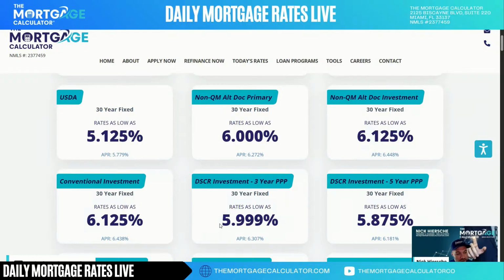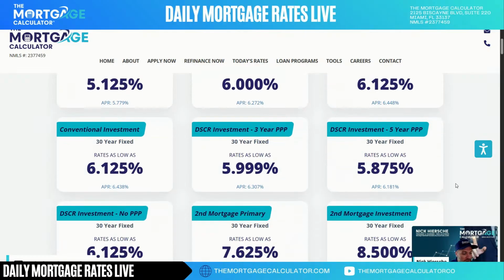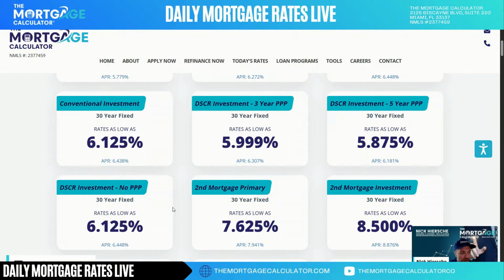Rates come in today at a smoking 5.999 rate, final APR 6.307, which beats conventional and our alt doc option with no prepay. And we can do our DSCR option to add a 5-year prepay to get an even better rate there. 5.875 rate is the lowest rate option. APR 6.181 again blows alt doc out of the water, which is pretty amazing. And we can offer no prepayment penalty for those states that don't allow it, or borrowers that don't wish to have one, no problem. Final APR 6.448. So those are our standard DSCR options.